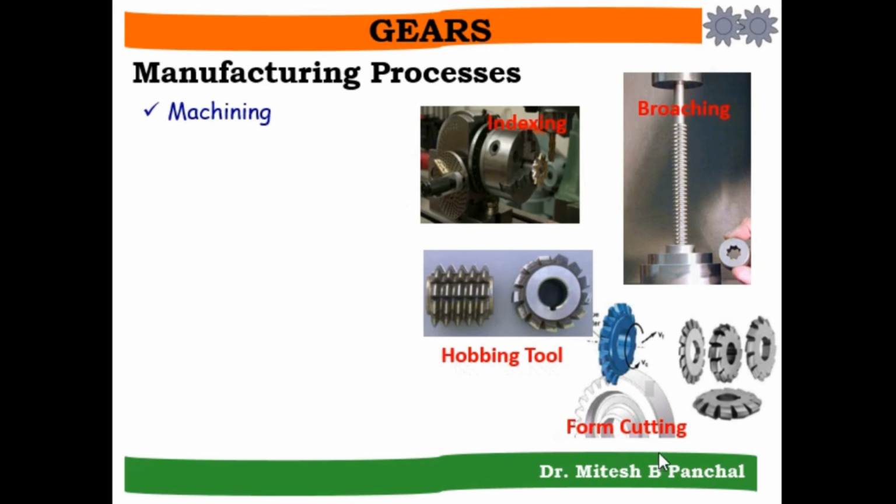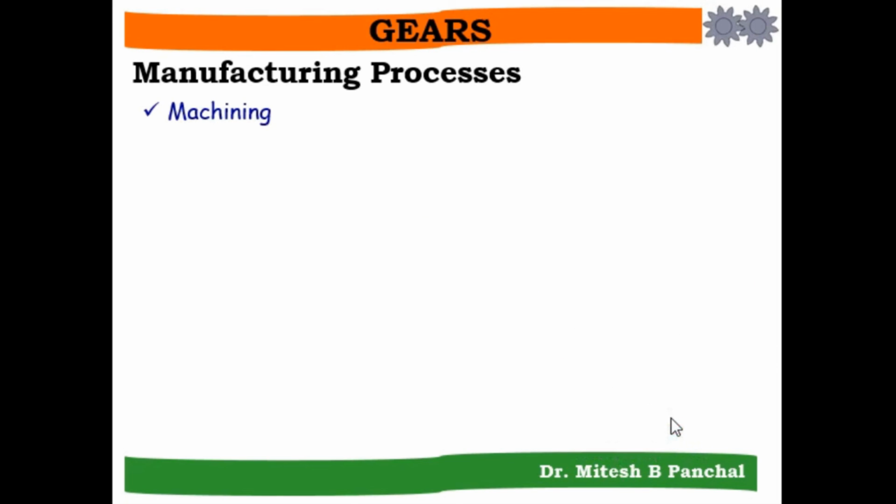Also form cutting can be used to manufacture different gears which have different types of gear tooth profile. Based on the gear tooth profile, we can have different cutters like these, and using these cutters we can manufacture the gears. This type of manufacturing process is nothing but form cutting. Casting is also one of the manufacturing processes.